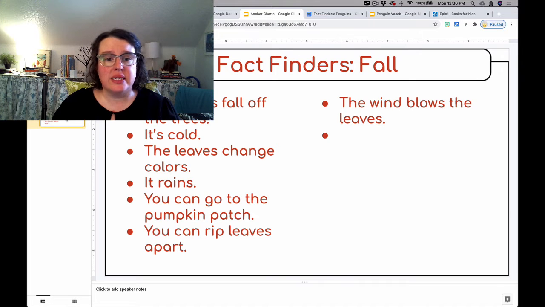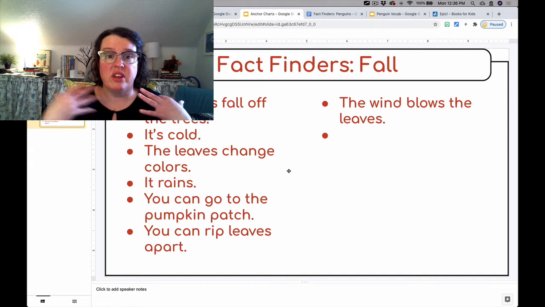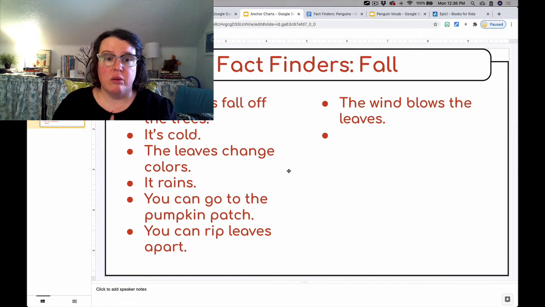Remember, a fact is something that you know is true. And in this case, we knew that these facts were true because we can see them with our own eyes and we can feel them with our own body. Things like we know it's cold outside. We can see the leaves falling off the trees. We know that's true because we can see it.